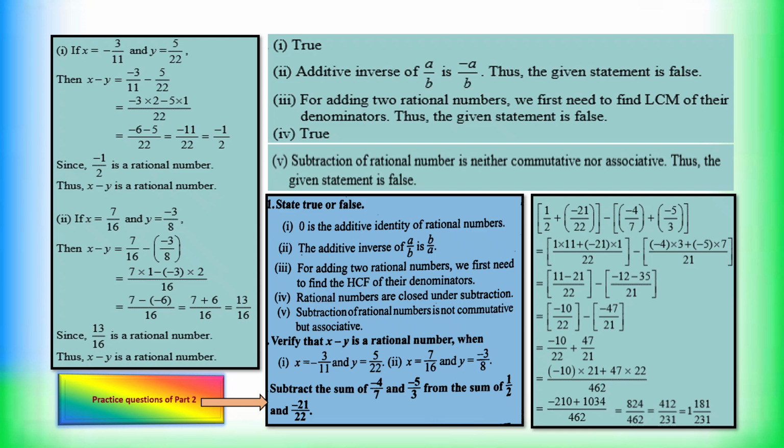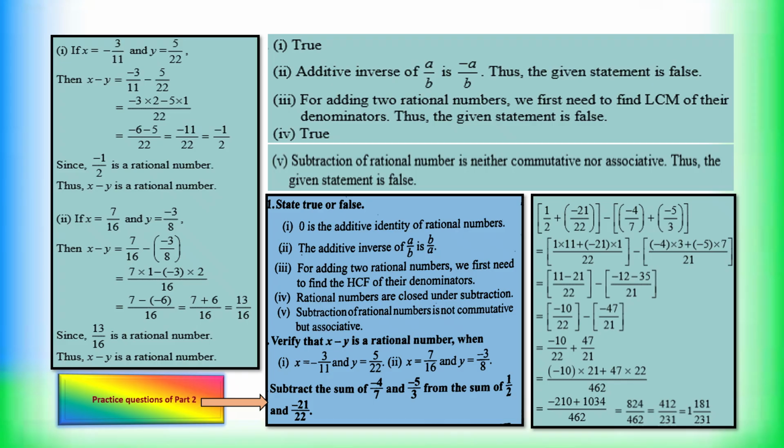0 is the additive identity of rational numbers. So it is given. Yes, the answer is provided there. See on the top, true. And the additive inverse of A by B is B by A. It's given, but the answer is correctly stated: the additive inverse of A by B is not B by A, it is minus A by B. So the given statement is false.